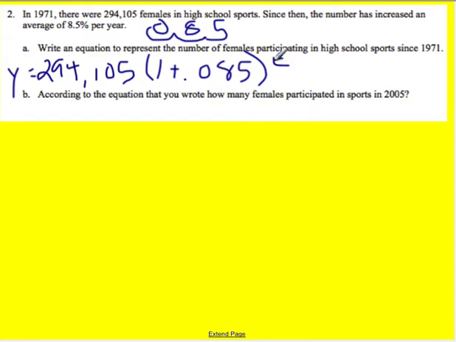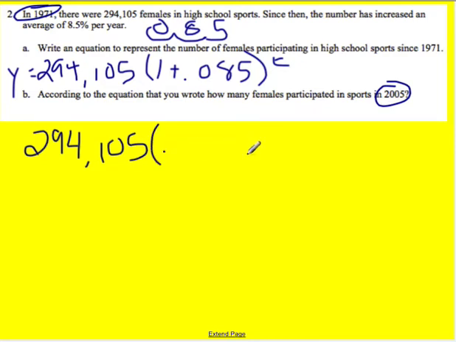So part B is where the more important part comes in, and part B is talking about actually using this. So we want to figure out how many females participated in sports in 2005. So now we're trying to figure out our t. So we need to figure out how many years passed from 1971 to 2005. So we can simply subtract 2005 minus 1971. Okay, and that gives us 34. So we have 294,105 times 1.085, and that's going to be raised to the 34 power because that's how many years have passed.